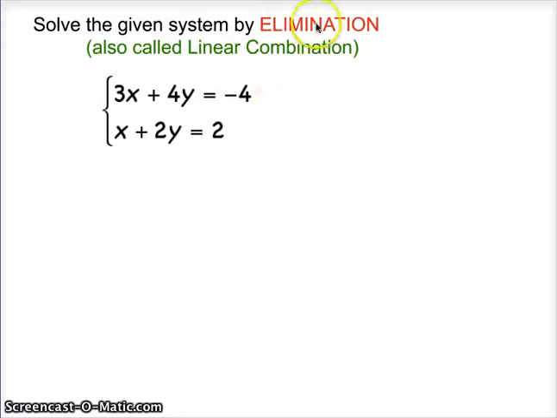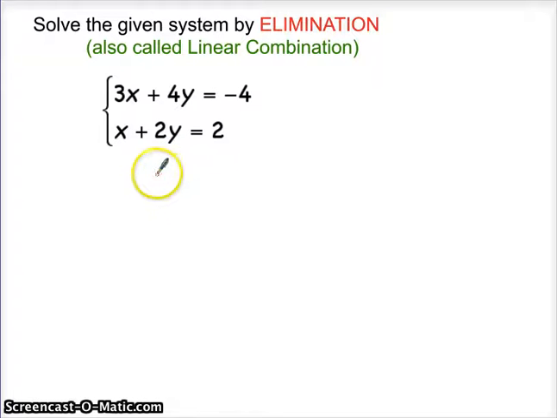So the first idea with elimination is I want to be able to add my two equations together. Again, I want to be able to combine them in order to eliminate a variable. The problem right now is if I went ahead and added my two equations together, adding like terms, 3x plus 1x is 4x, 4y plus 2y is 6y, and you'll notice I didn't get rid of either of my two variables. So what we need to do is manipulate our equations using some basic laws of algebra in order to force our variables to disappear.